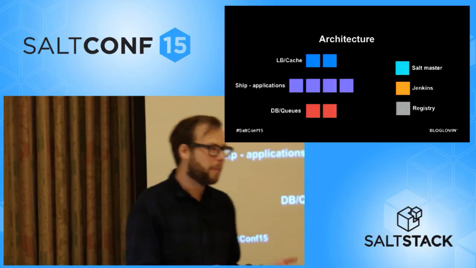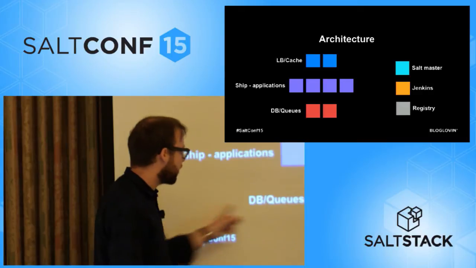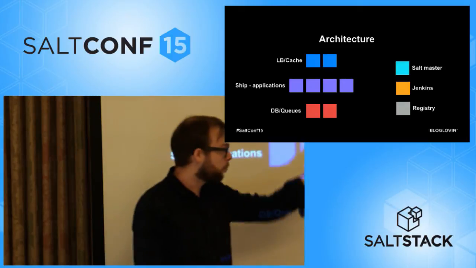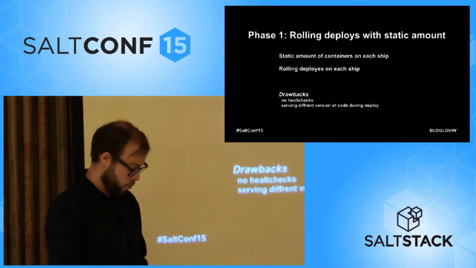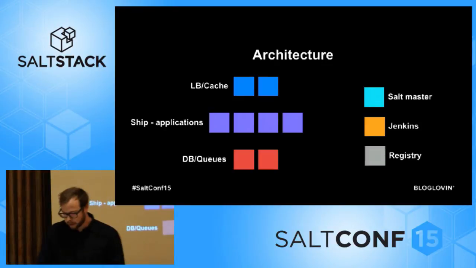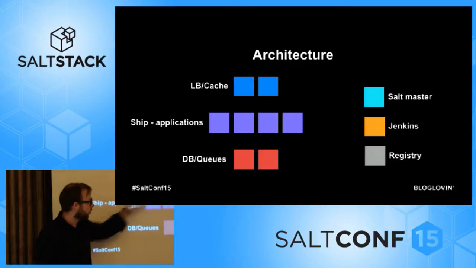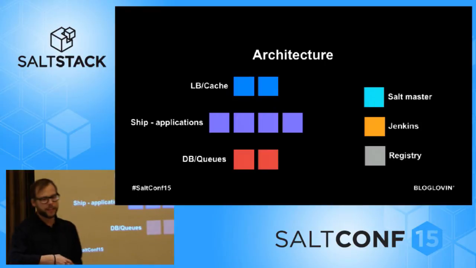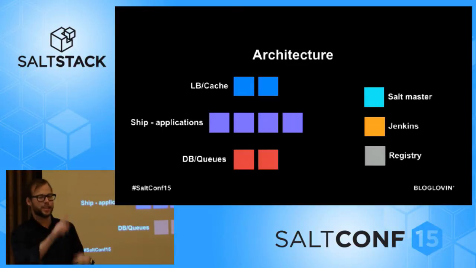It's normal web application stuff. We have the caching layer, application layer, database, and queuing stuff, like you would in any application. And then we have the Salt master, Jenkins master, and nodes, a lot of those. And of course also the Docker registry. Right now at Bloglovin, most of these layers are using Docker as well. So we're running Jenkins in a container provisioned by Salt. So it's a bit inception.